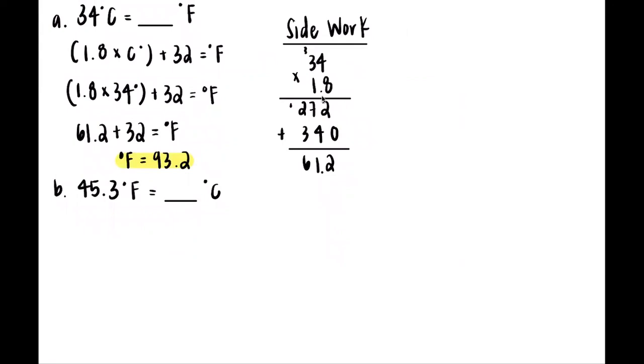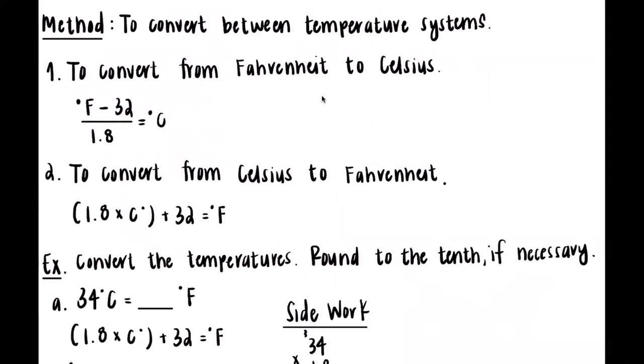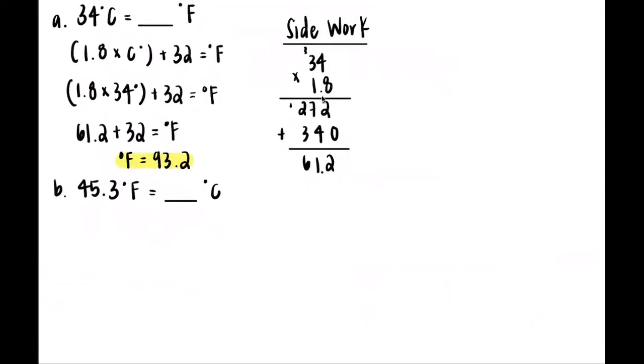Okay, now we have one more. So notice we have 45.3 Fahrenheit given, and we want to find Celsius. So that means that we're going to use the first formula here. We're given Fahrenheit, then we have to go ahead and plug and chug into the formula, and then that will express the given answer in terms of Celsius. So here's our Fahrenheit, 45.3 degrees minus 32 divided by 1.8. And then that will express the equivalent temperature in terms of Celsius.